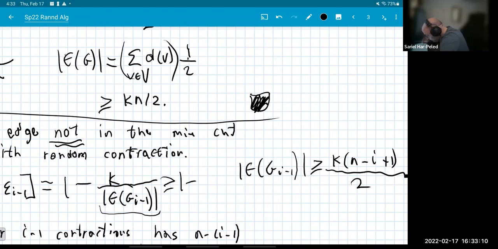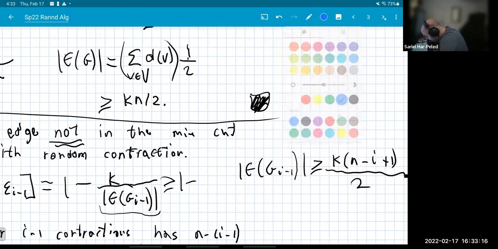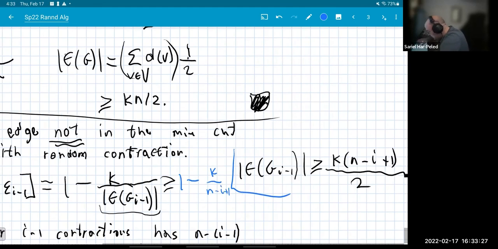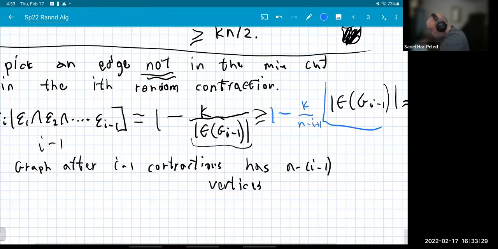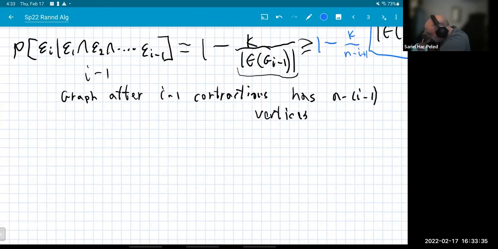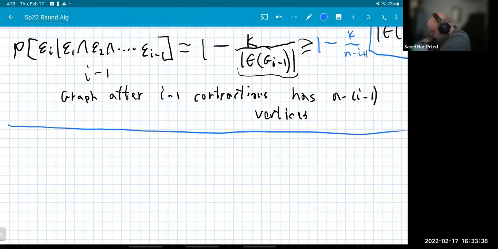So this is 1 minus k over... Oops, let me write it in a different color because things are colliding. Okay, so this is this probability. But we are not really interested in this probability. What are we interested in? We are interested in the probability of E_1, E_2, all the way to probably E_{n-2}.